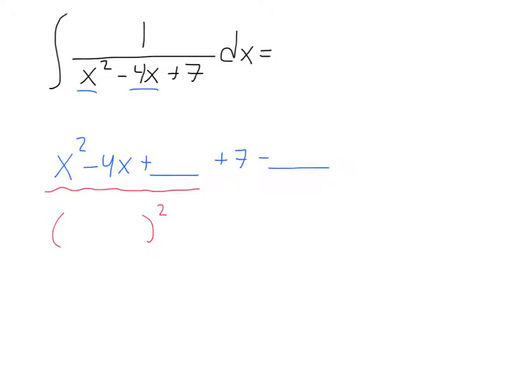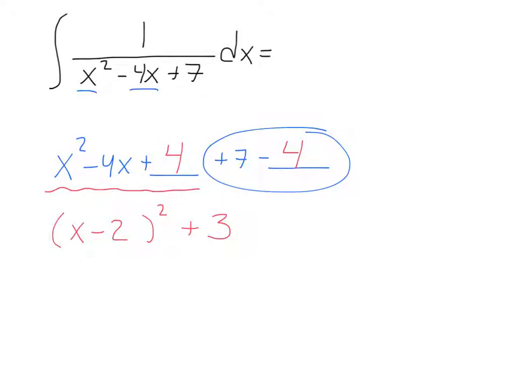So half of negative 4 is negative 2. Negative 2 squared is 4. So if I'm going to add 4 there, I'm going to subtract 4 there. And so now if we were to factor this, x squared minus 4x plus 4, it factors to x minus 2, which is x minus 2 quantity squared. Over here, the other two constants will combine together. 7 minus 4 gives me plus 3.